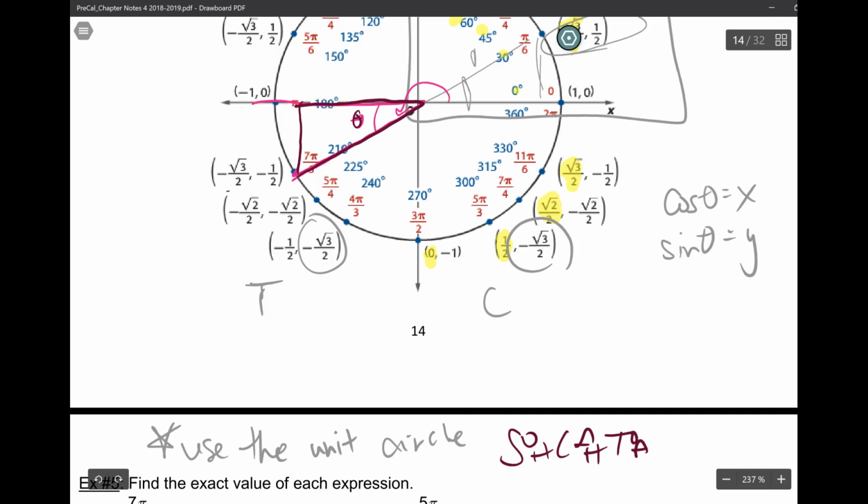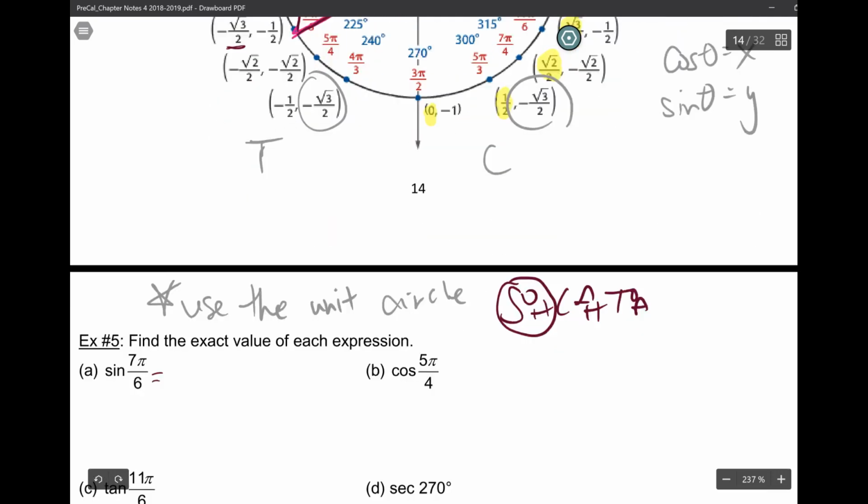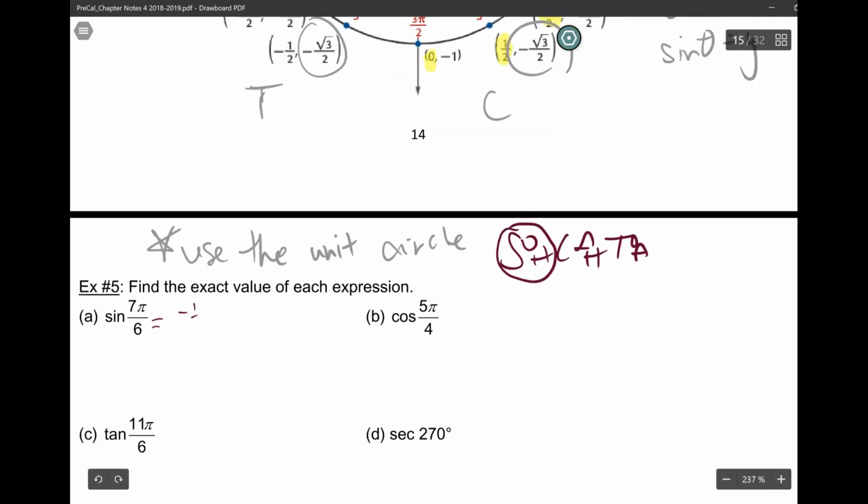My x value is negative square root of 3 over 2. My hypotenuse is 1 because it's a unit circle, the radius of the circle is 1, and my y value is negative 1/2. So using SOHCAHTOA, opposite, negative 1/2, over hypotenuse of 1, so it's just going to be negative 1/2. I'm using my y and x values on my unit circle.